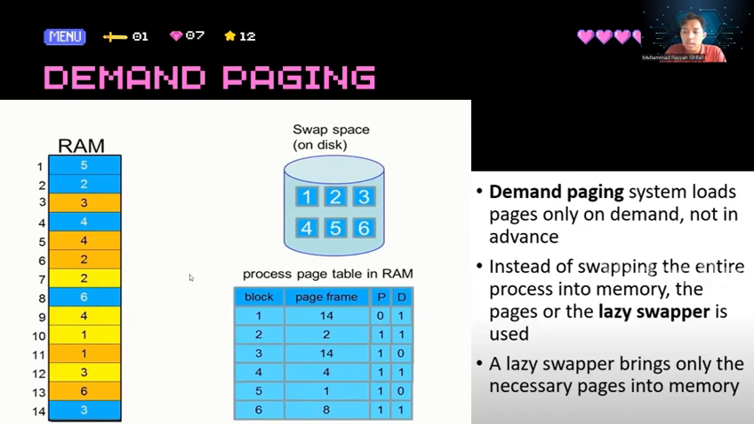When the CPU wants to access a page, the CPU will look for the page in the process page table in RAM. If the page is found and the P or D column is number 1, it means the page is in RAM and the CPU can access it. If the page is not found or the P or D column is number 0, it means the page is not in RAM and the CPU will experience a page fault. Page fault is a condition where the CPU cannot access the required page.